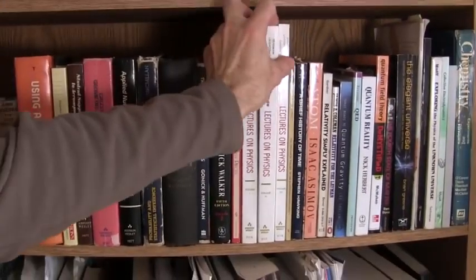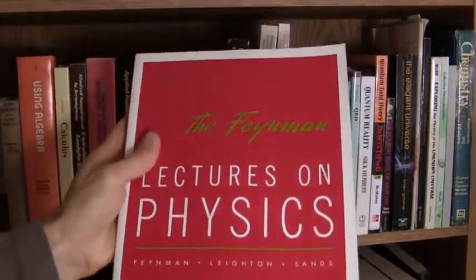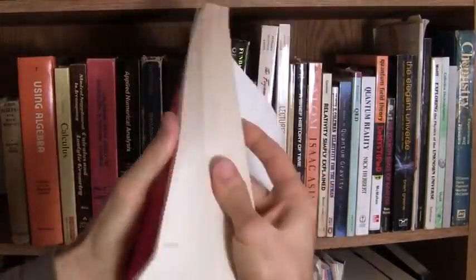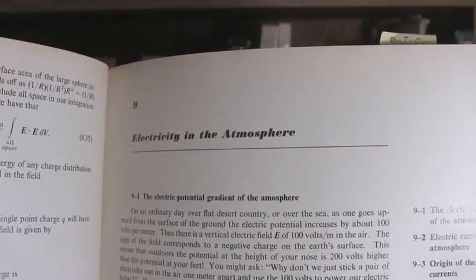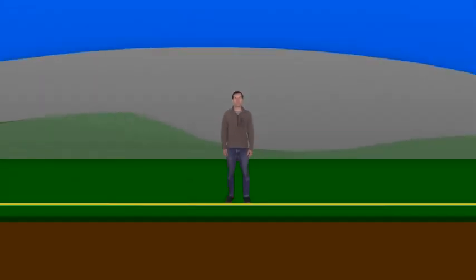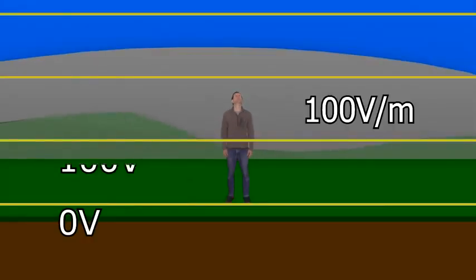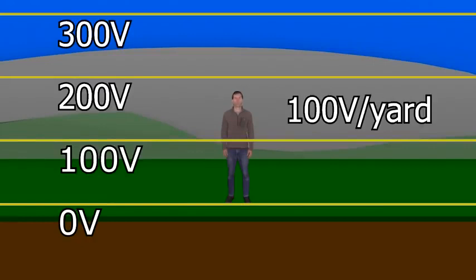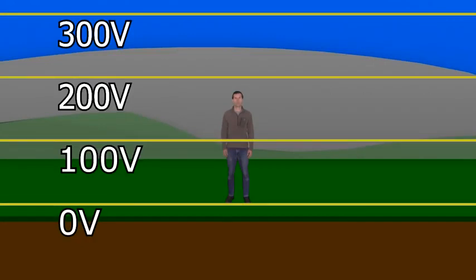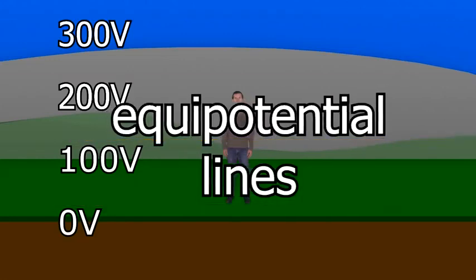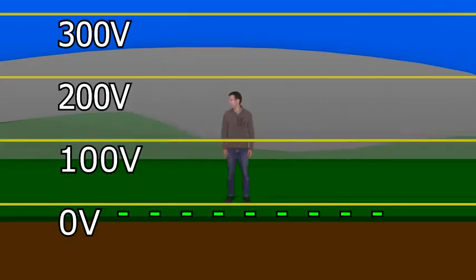Much of the following explanation is adapted from Nobel Prize winning physicist Richard Feynman's lecture on physics, a section called Electricity in the Atmosphere. For every meter you go up in the air, the voltage increases by around 100 volts, or we could say around 100 volts per yard. We can draw these voltage increases using what are called equipotential lines. Notice that the ground is negative and the sky is positive with respect to each other.